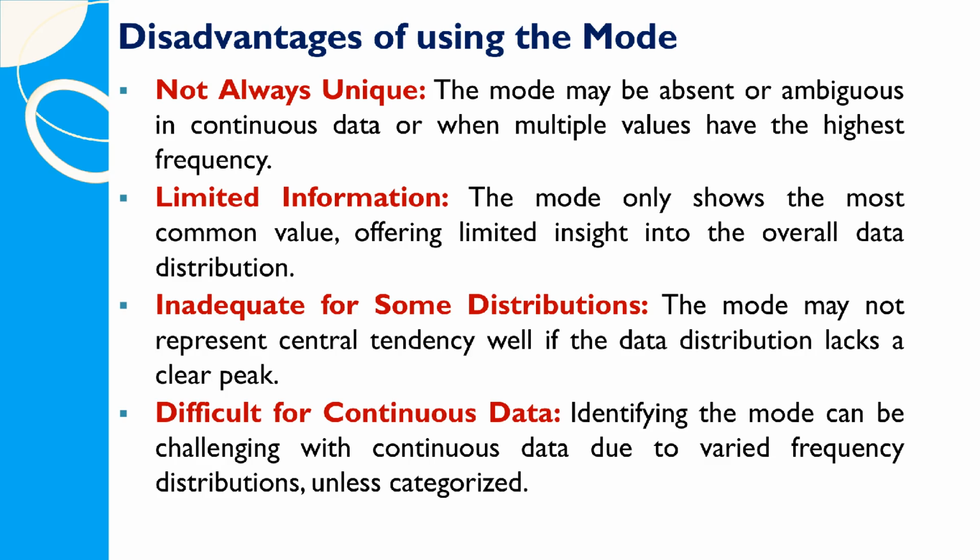The mode, while useful in some contexts, has notable disadvantages. It may be absent or ambiguous in continuous data or when multiple values share the highest frequency, providing limited insight into the overall data distribution. It can be inadequate for representing central tendency in distributions without a clear peak, and identifying the mode in continuous data can be challenging due to varied frequency distributions unless the data is categorized.